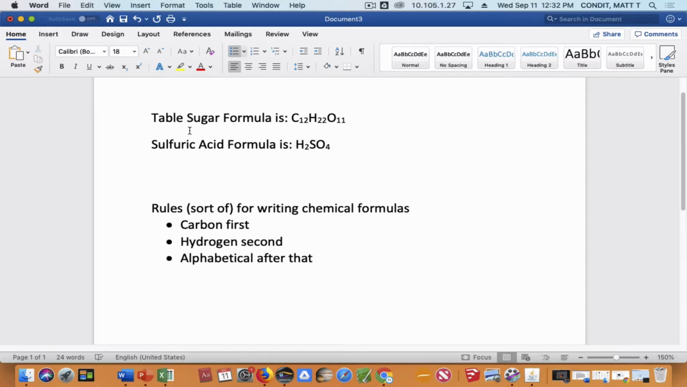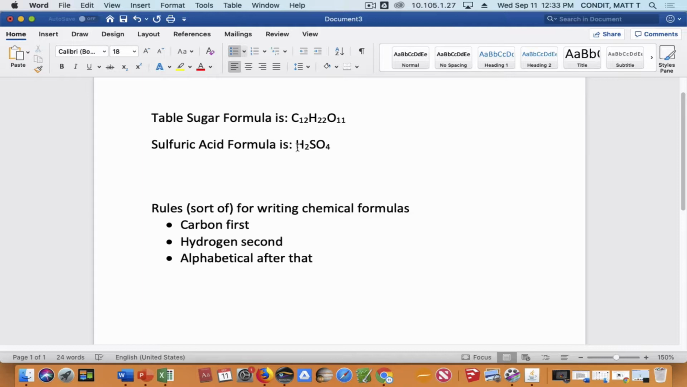Here is a couple of formulas for some pretty common things. Table sugar, the formula is C12H22O11. Sulfuric acid is H2SO4. What we would want you to do is be able to write these out, but more importantly than writing them out, be able to tell what kind of atoms or elements are in it as well as the number of them. So hopefully from reading this, you would be able to go, oh, there's carbon in there, there's hydrogen in there, and there's oxygen in there. There's 12 carbons, 22 hydrogens, and 11 oxygens. And so the total number of atoms in this would be 12 plus 22 plus 11.